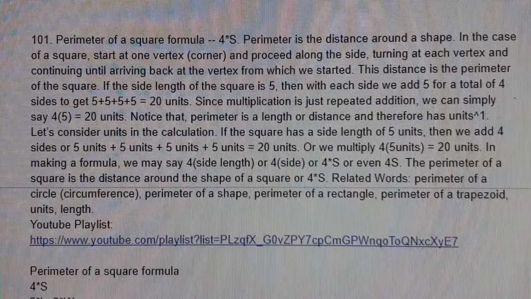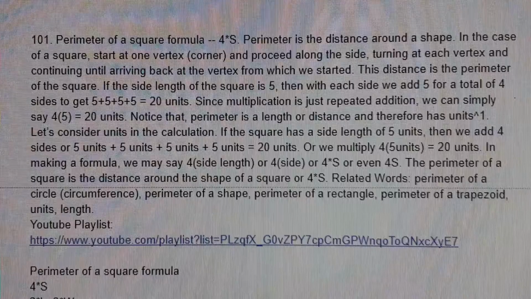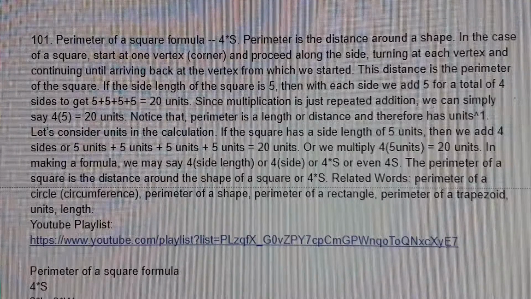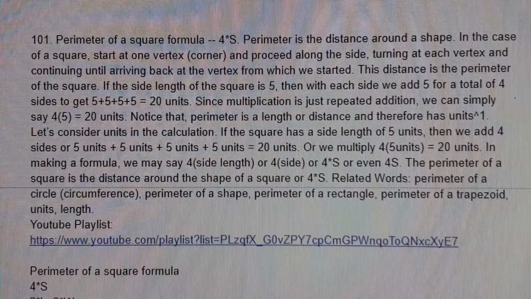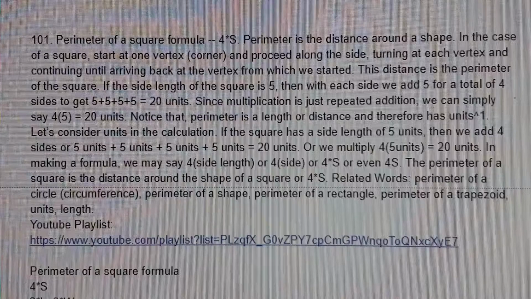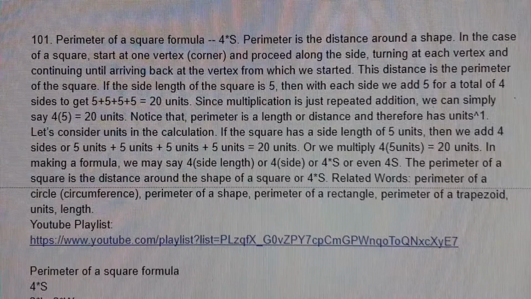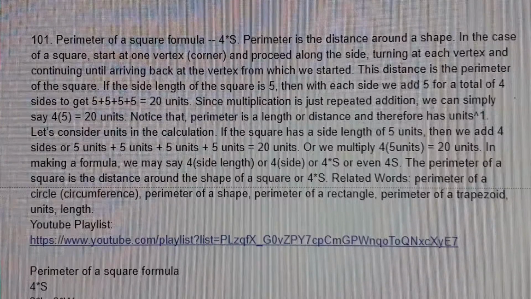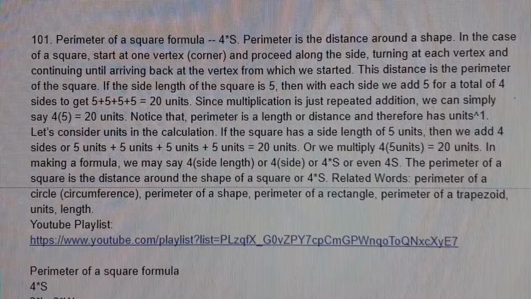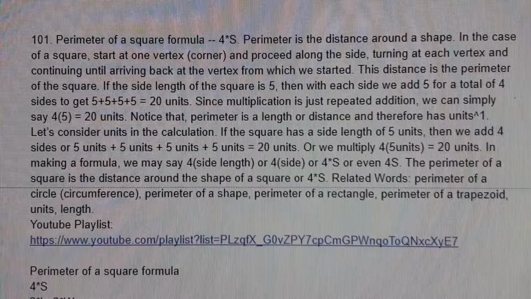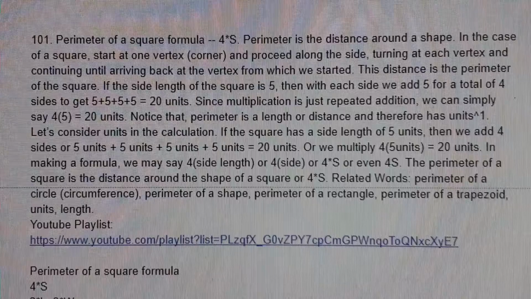In the case of a square, start at one vertex (corner) and proceed along the side, turning at each vertex and continuing until arriving back at the vertex from which we started. This distance is the perimeter of the square.